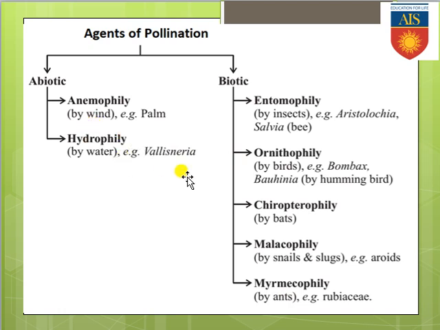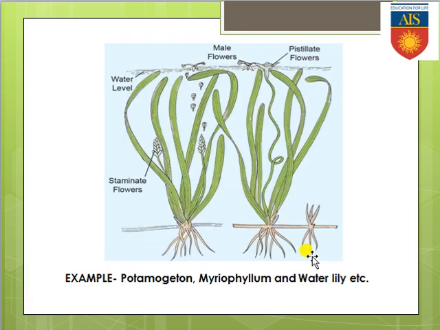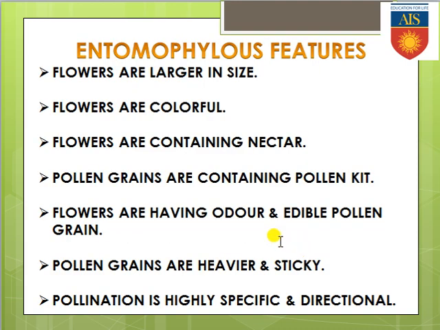After this slide we have also discussed the features commonly present in anemophilous flowers as well as hydrophilous flowers, or rather how anemophily pollination can happen and how hydrophily pollination can happen. So today we will be discussing how entomophily, ornithophily, chiropterophily and malacophily can happen. So let's see. Here is the first slide for this video.